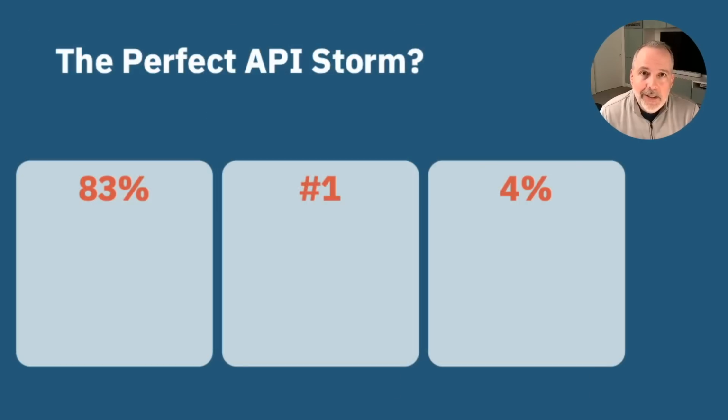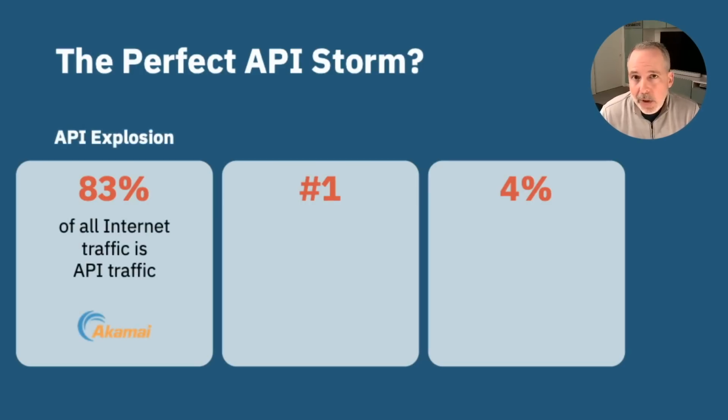Now, let's paint the picture of what's going on out there in the real world. I call this the perfect API storm. So let's go through a few statistics. The first one is 83%. This is what percent of the internet's traffic is API powered. This is a study that was conducted by Akamai a number of years ago, and they found that 83% of the traffic on their networks was API powered.